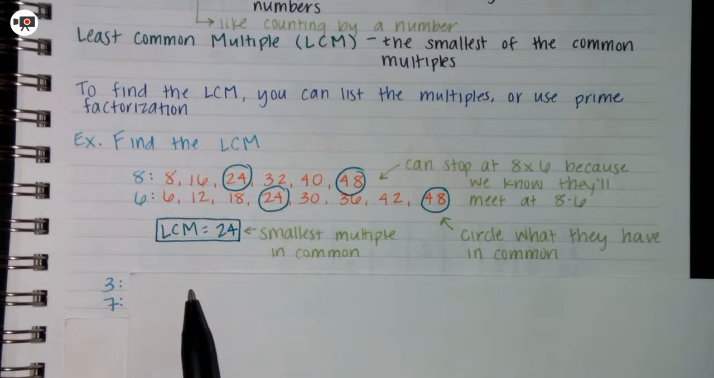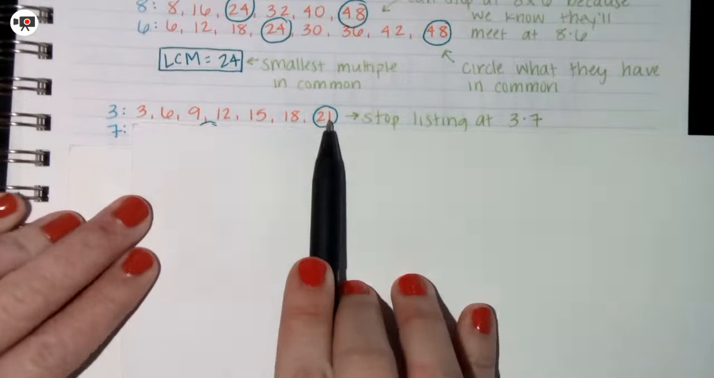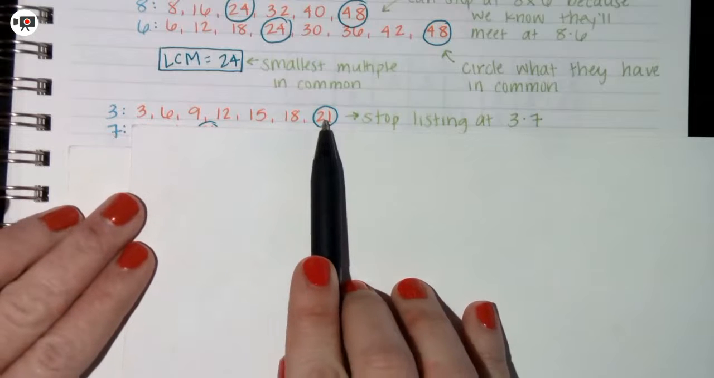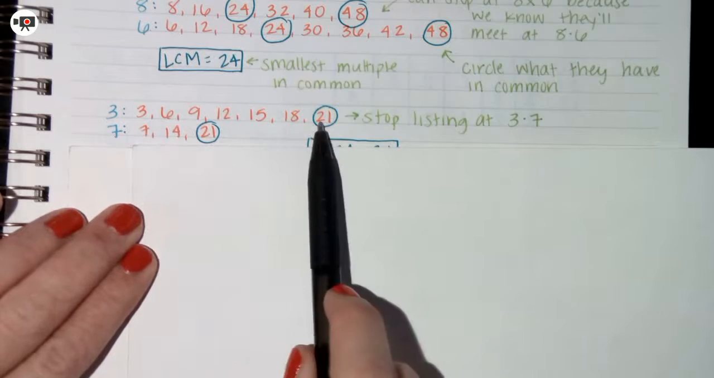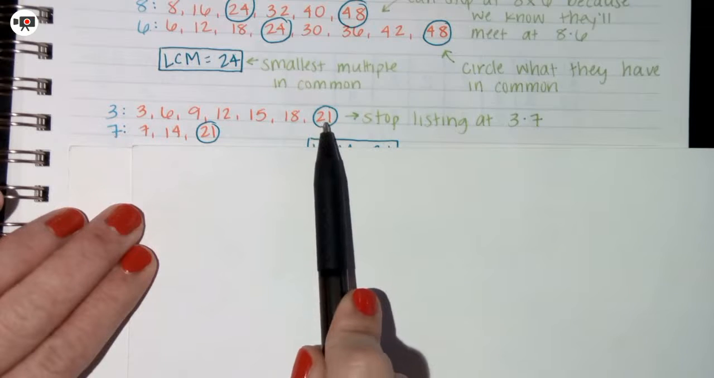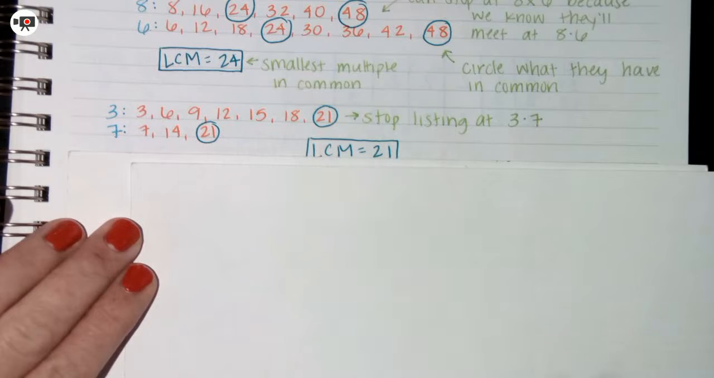Between 3 and 7, counting by 3s, I'm going to stop at 3 times 7. I know for sure that they're going to match there. That's what multiplying means. Then for 7 times 3, my only multiple here is 21, so multiplying the two together is 21.